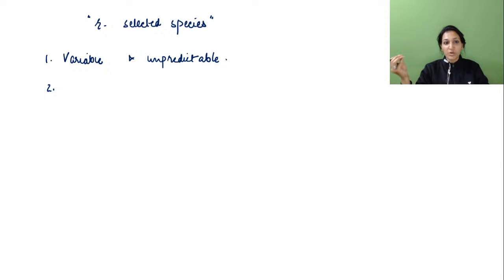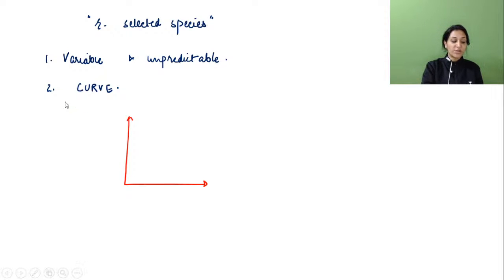They can live in the small corners. So the environment can be variable or unpredictable. Now talking about the survivorship curve for the R selected species, it would be different as compared to the curve for the K selected species.